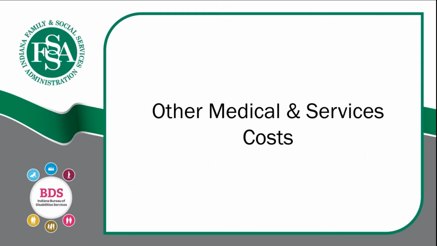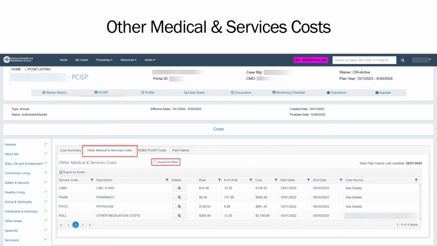Now that we've had an overview of the cost summary tab, let's take a look at the Other Medical and Services Cost tab. The Other Medical and Services Cost tab is a summarized and averaged line item view of the weekly paid claims information received from core MMIS for non-waiver services for the individual.